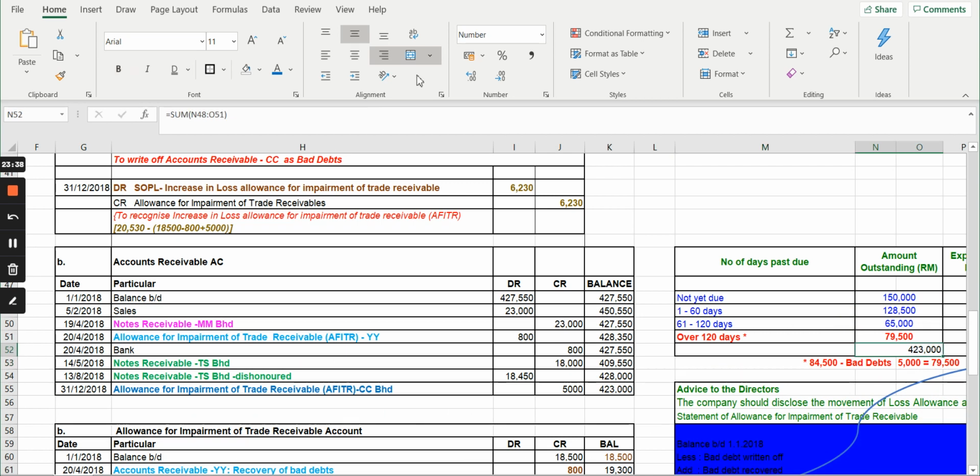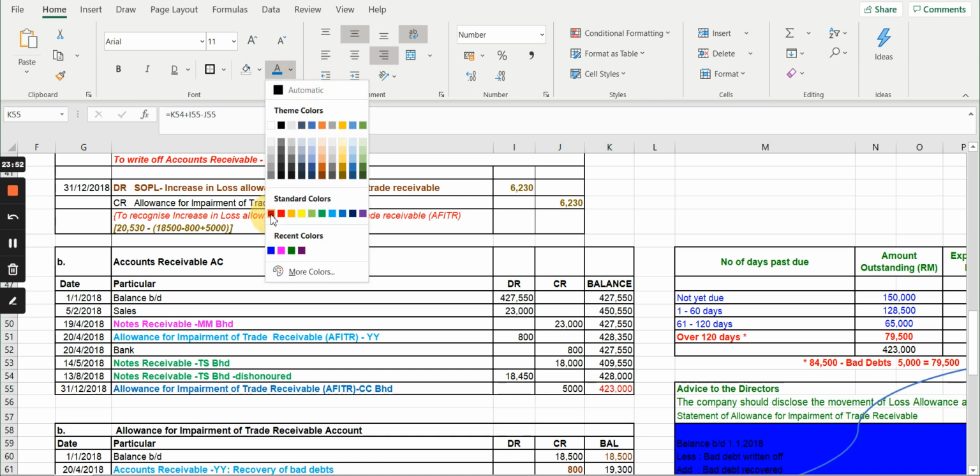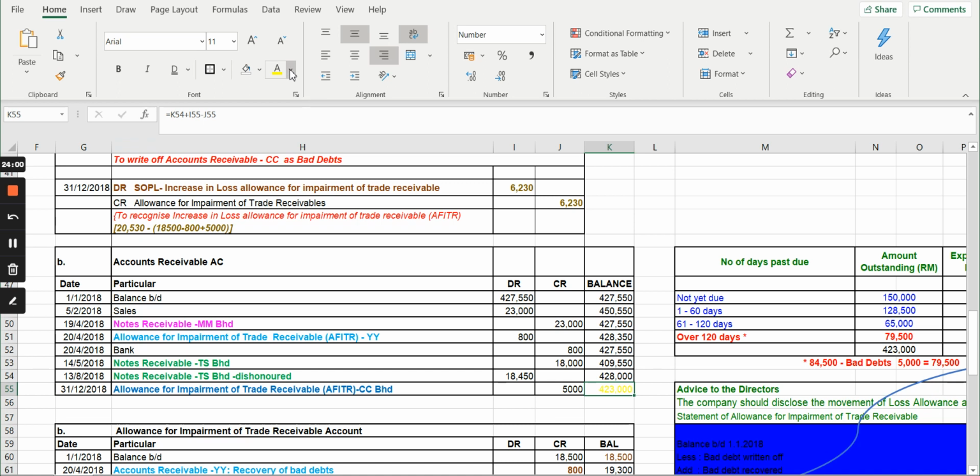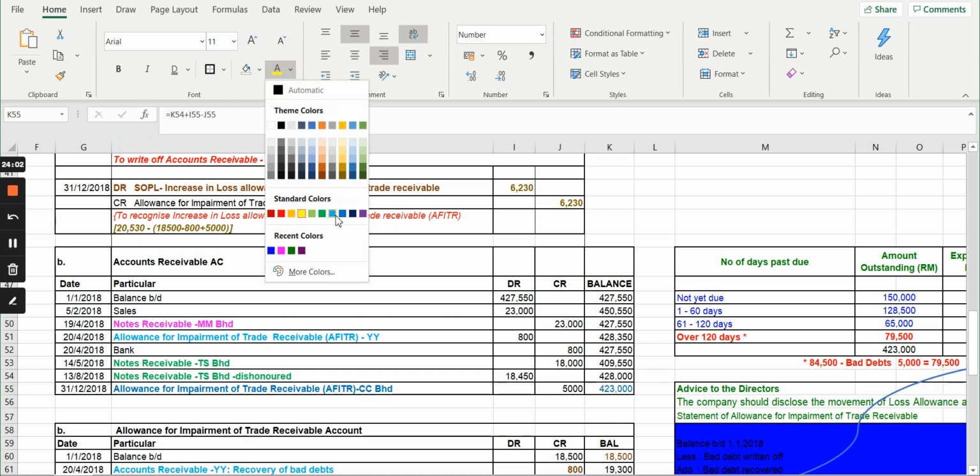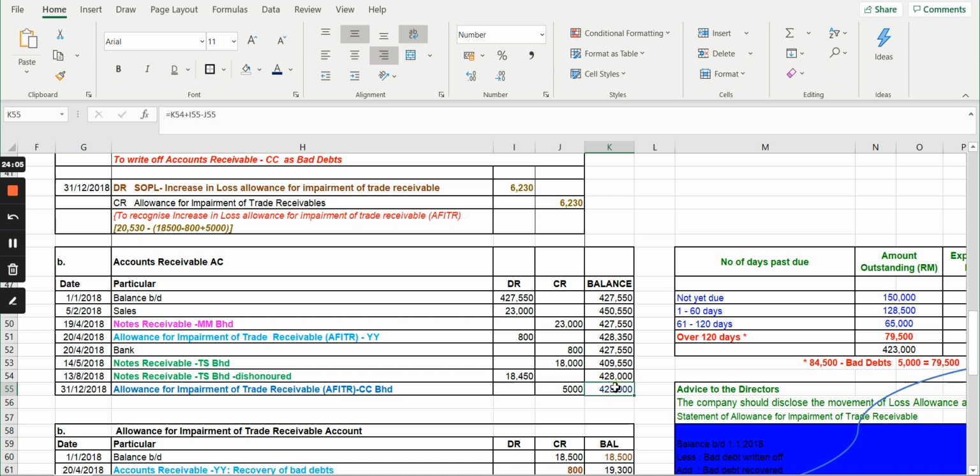And you get 423, and that 423 should be the same as here, 423, because we have taken out the 79,500. So just look at the figure here. I put a different color for you. Maybe yellow? Oh, yellow cannot be seen from far. Okay, I'll just take this blue. It should be the same, but we have already taken out the bad debt.